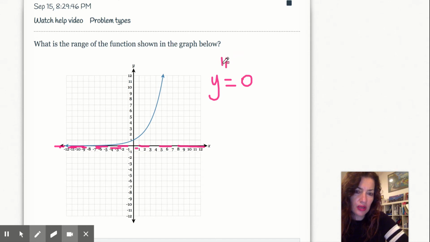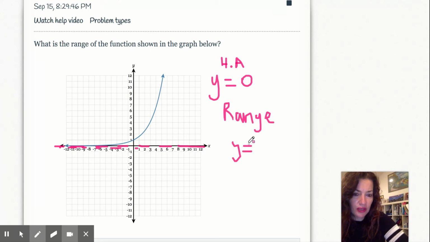So our horizontal asymptote is y equals 0, which means, remember, the range is all possible output values. In this case, y cannot equal 0 for the range. How will we write that if we want to use notation? So y cannot equal 0 in our range.